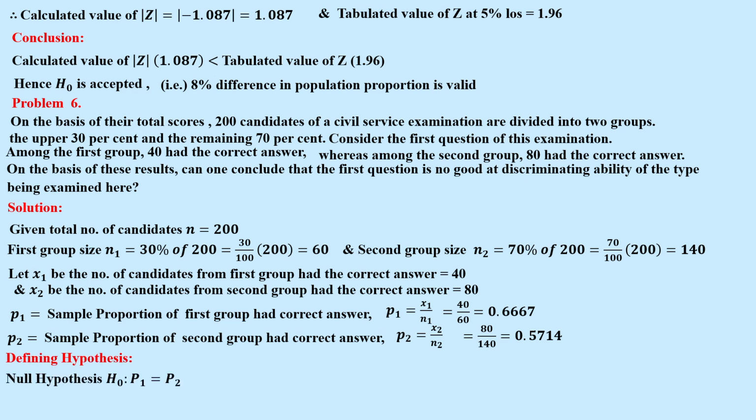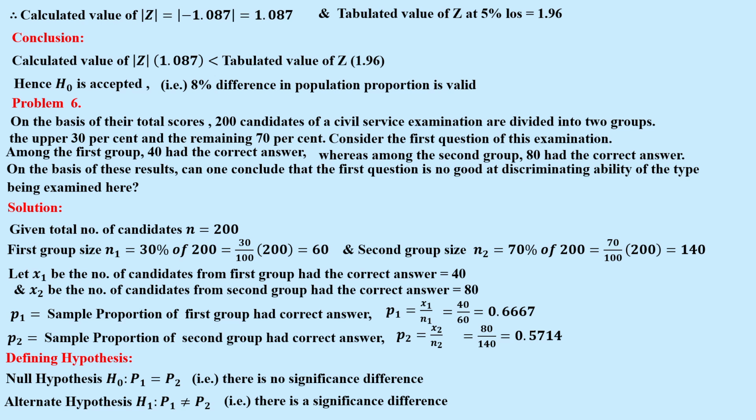Define the hypothesis. H0: P1 equal to P2. There is no difference. It is not discriminating. It is not correctly judging. No significant difference, both are the same. Alternate hypothesis: there is a difference between the first group and second group, right? Level of significance 5%. Test statistic.